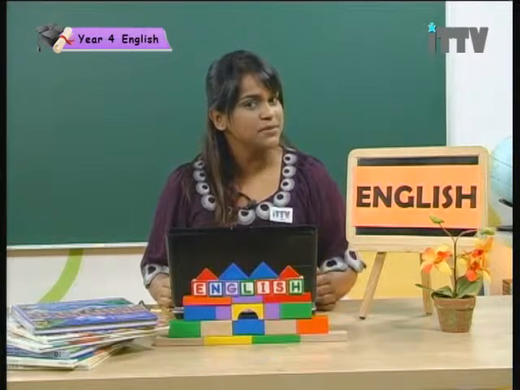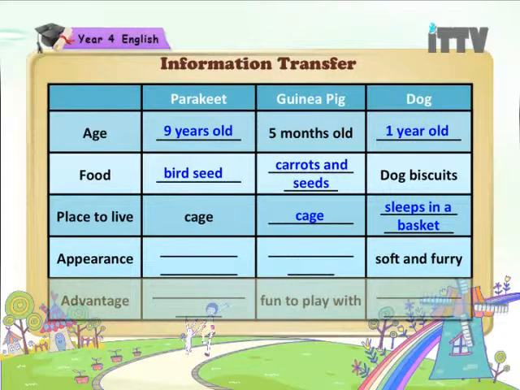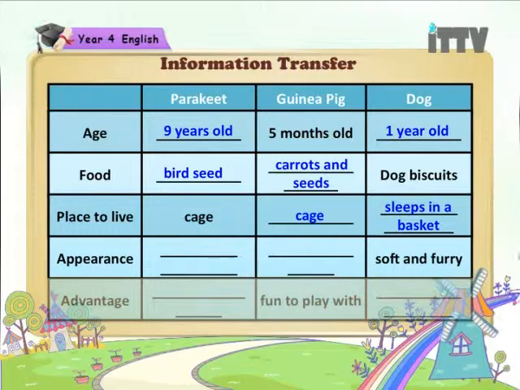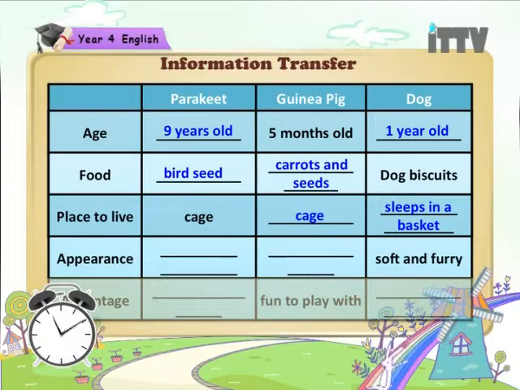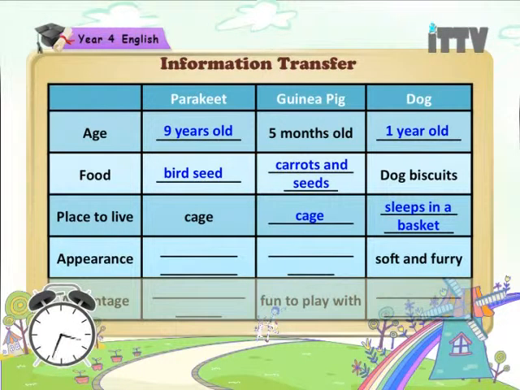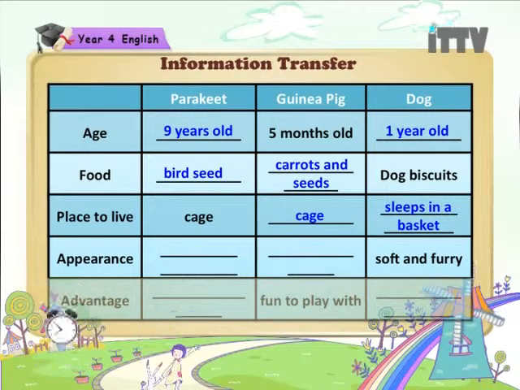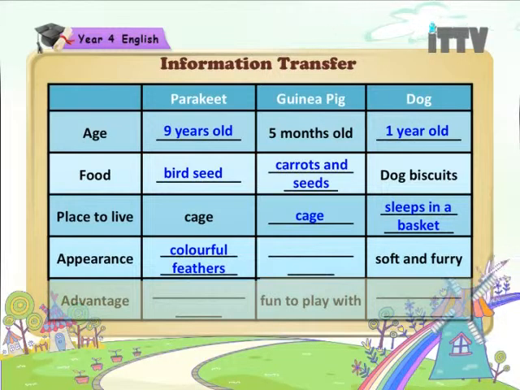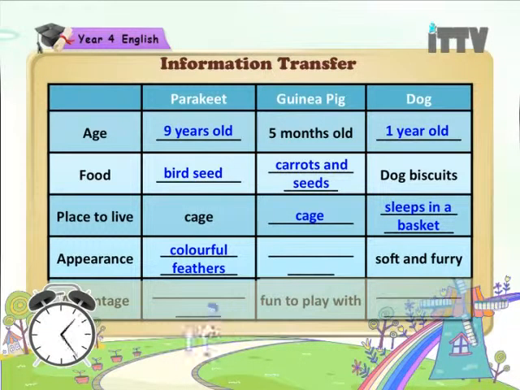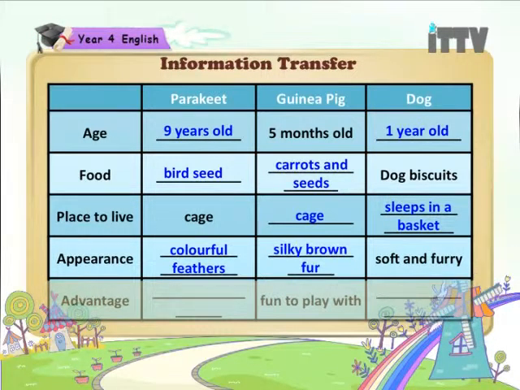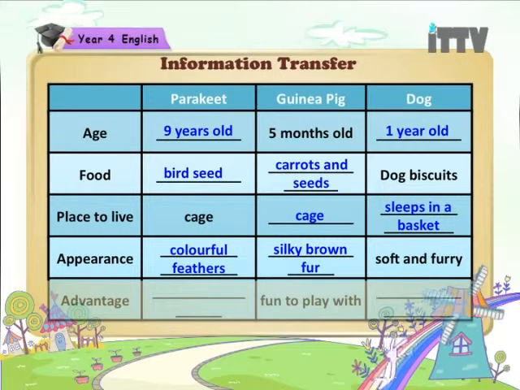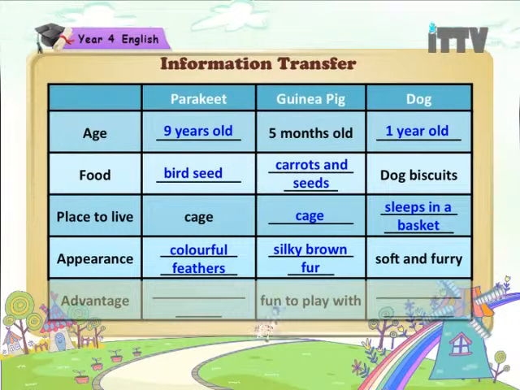Are you still with me? Now let us go on to the appearance. The dog is soft and furry. What about the parakeet? Very good. The parakeet has colorful feathers. And the guinea pig? Good. The guinea pig has silky brown fur.